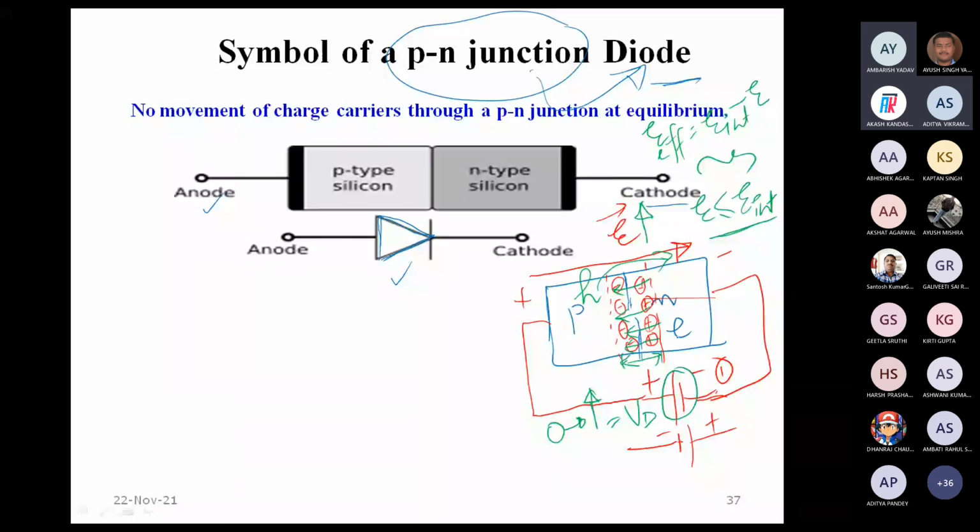So electrons will find it easy to move from the n side to the p side and holes from the p side to the n side. And because these are the majority charge carriers, in the p type the holes are majority, in the n type the electrons are majority carriers, these majority carriers are flowing and hence the amount of current is going to be large. So this is what we call the on state, or forward bias.